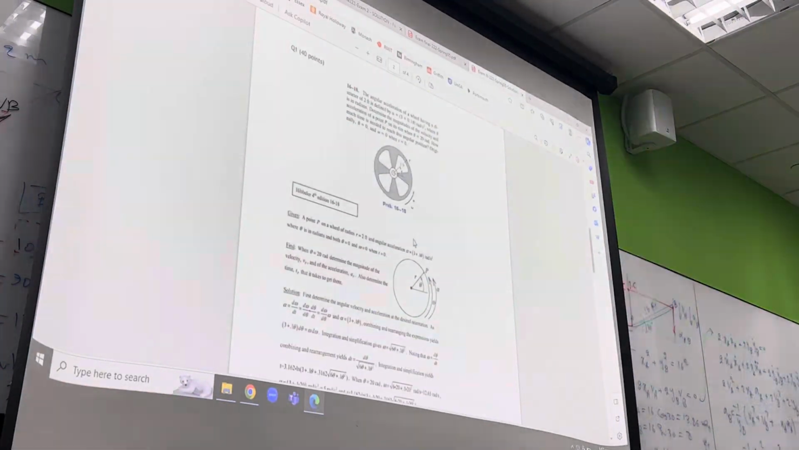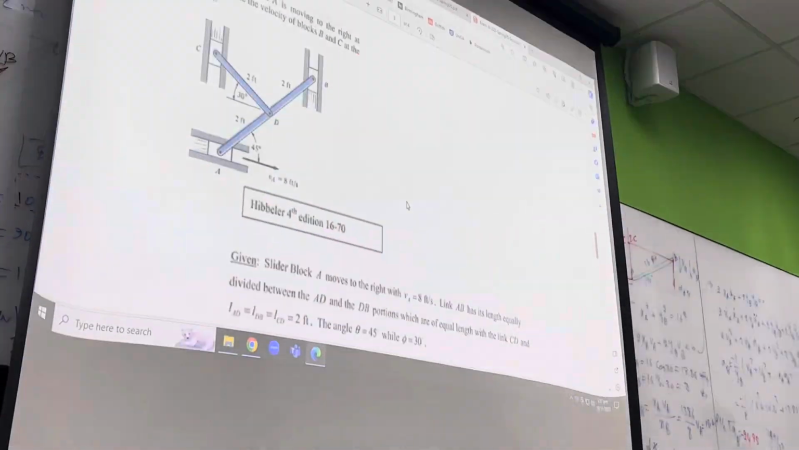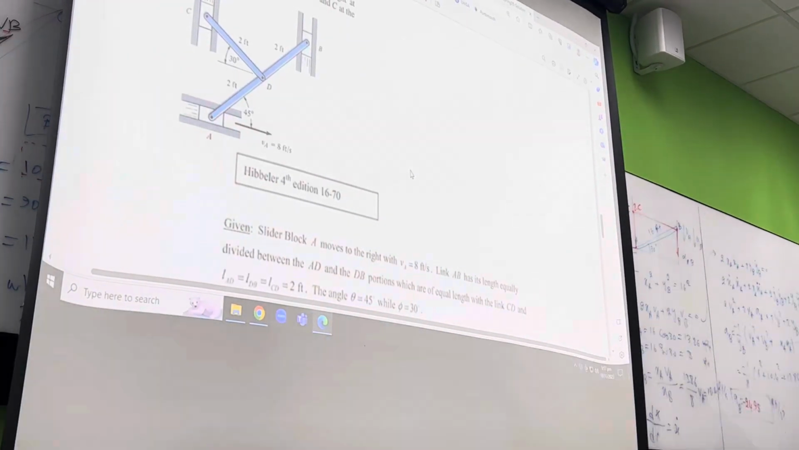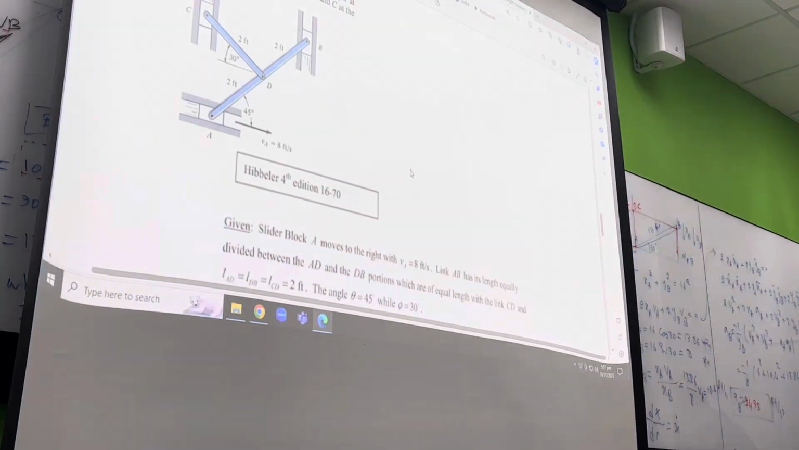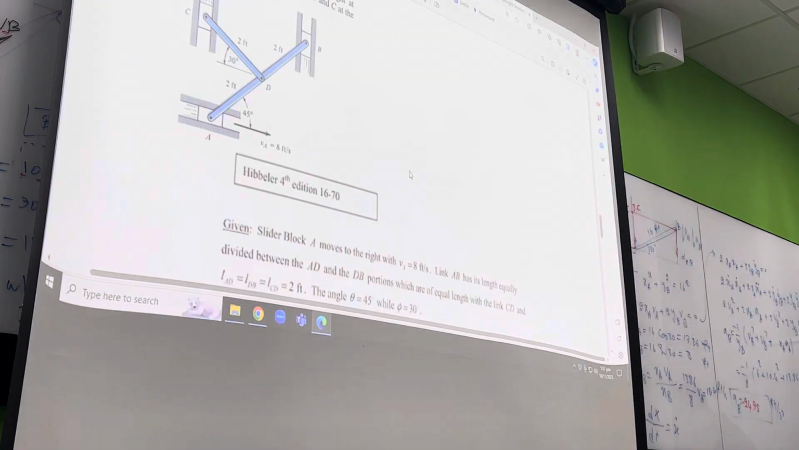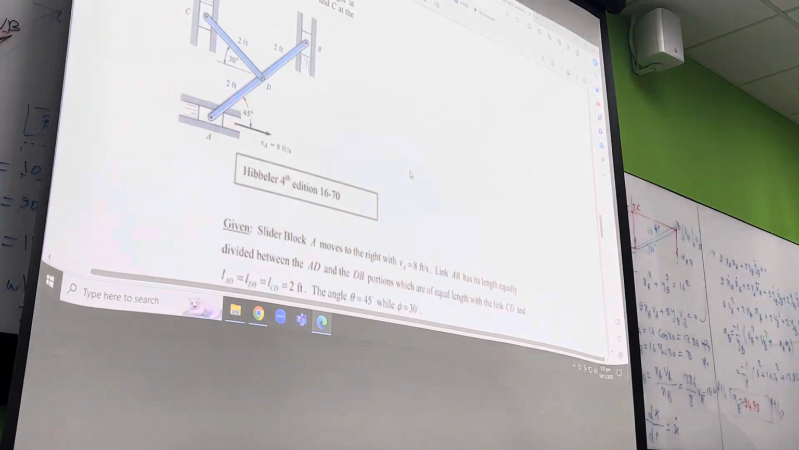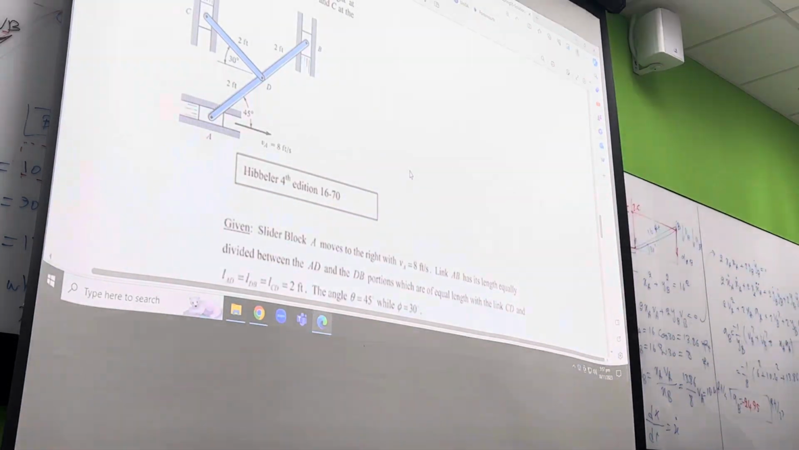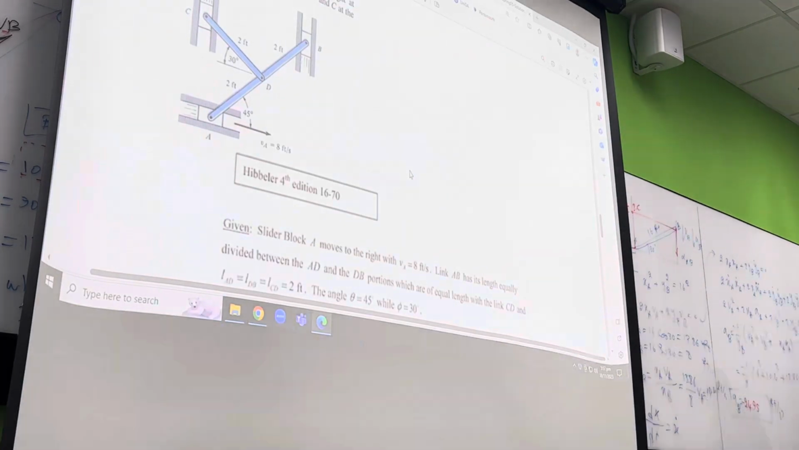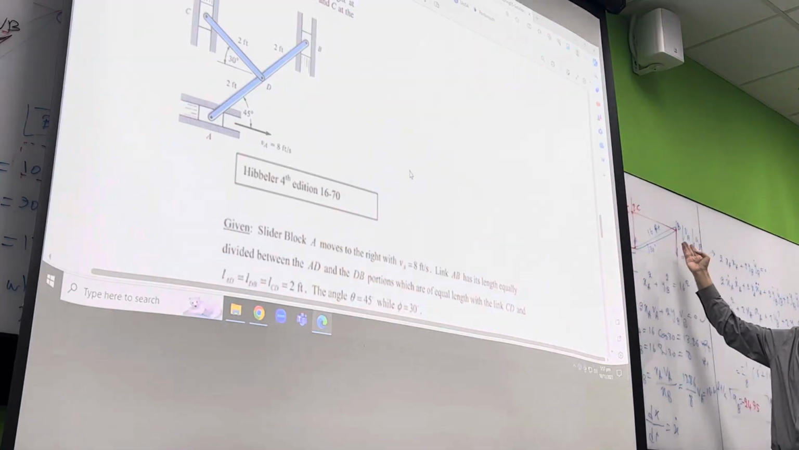So let's look at this. The problem says if the slider block A is moving to the right at VA equals 8 feet per second, determine the velocity of block C and B. First, look at A and B, and realize that A and B are two sides similar to this.